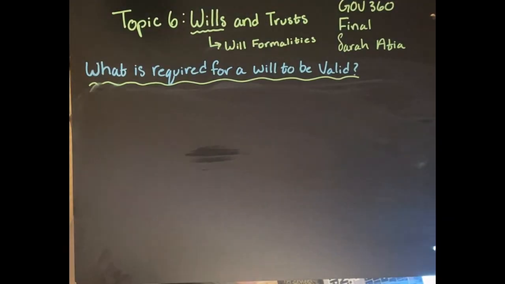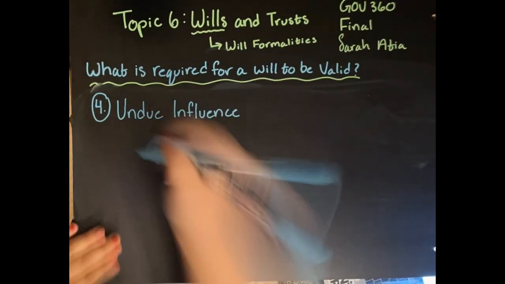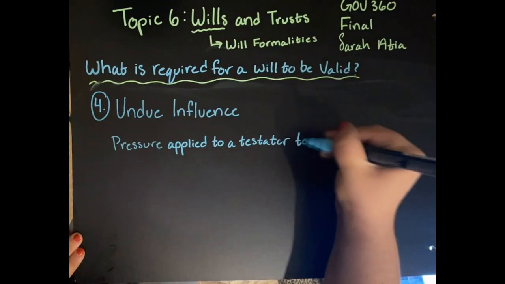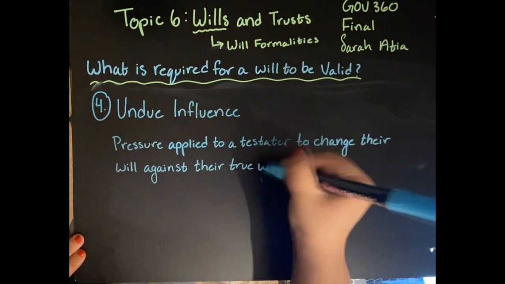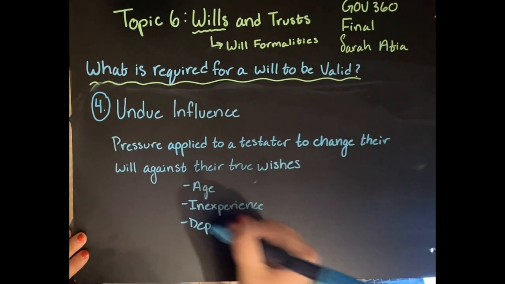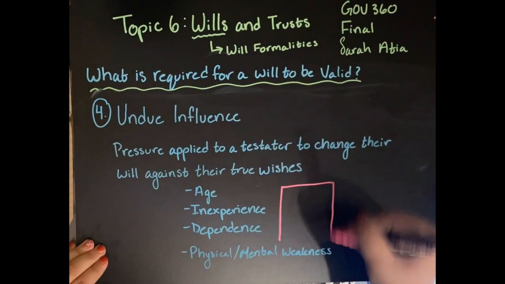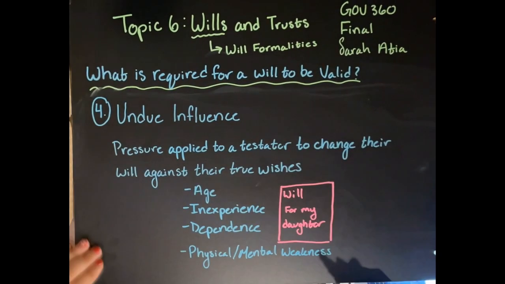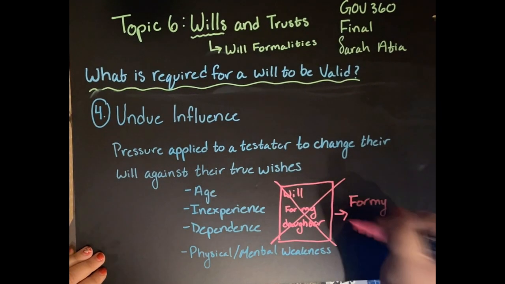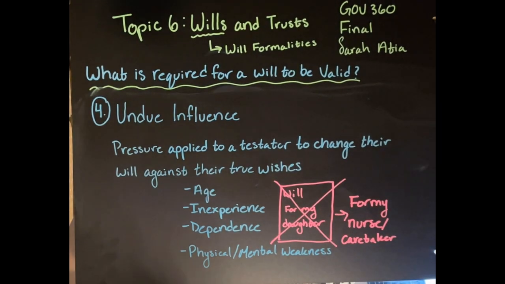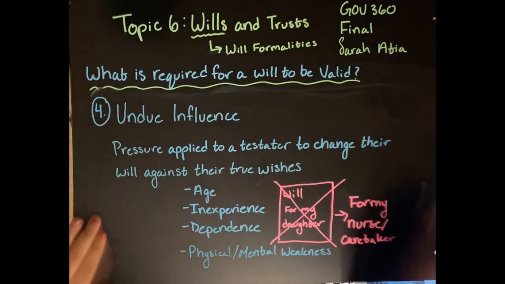Undue influence deals with the possibility of a testator being pressured to change their will against their true wishes. Wrongdoers who are seeking to take unfair advantage of a person's age, inexperience, dependence, and/or physical and mental weakness can persuade a testator to change their will. This can take the form of a threat or a more subtle suggestion, but is very difficult to prove.